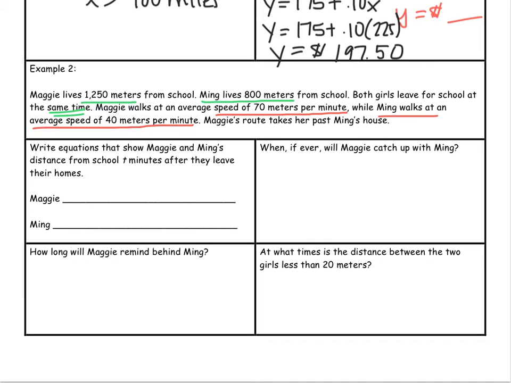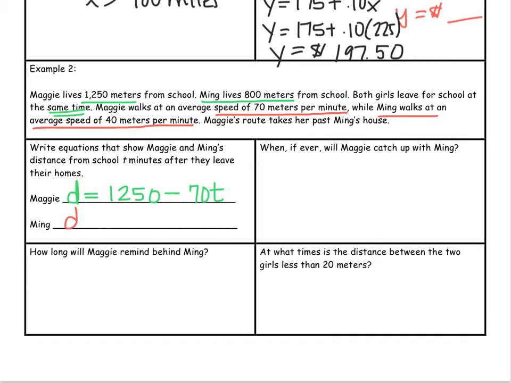So we need to write an equation that shows Maggie and Ming's distance from school t minutes after they leave their home. So let's take a look at Maggie first. We know that Maggie's distance to school is 1,250 meters. She's walking at a rate of 70 meters per minute. So as she gets closer to school, is her distance to school increasing or decreasing? It's decreasing by how fast she's walking.